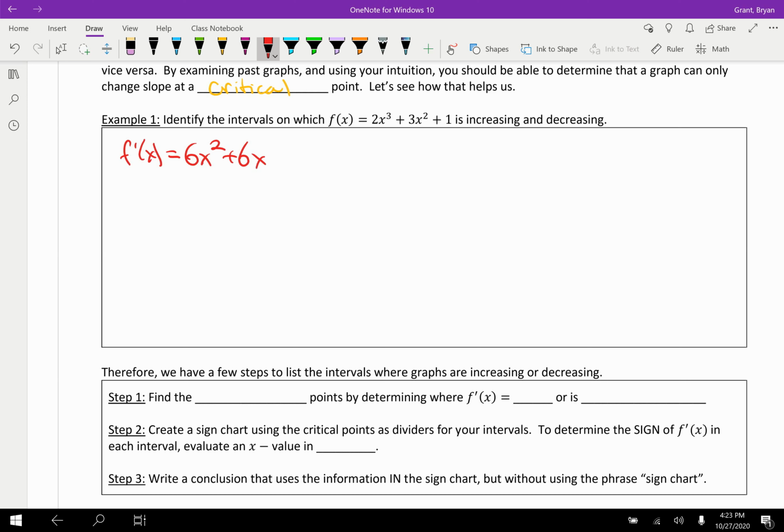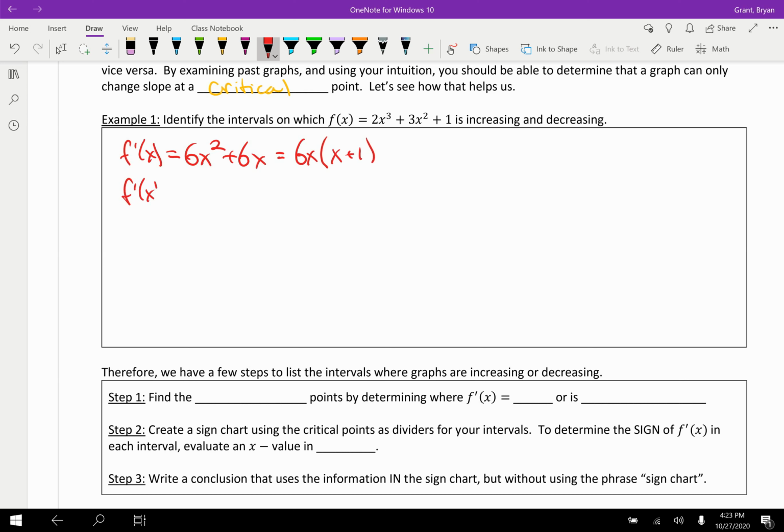Super cool. And I mentioned before, if we can, we're going to try and factor this. Pull out a 6x. This becomes x plus 1. 6x times that x plus 1. Cool. We haven't found critical points yet. We need to look at where the derivative is either 0 or undefined, but this is a polynomial, never undefined. Phew, that makes life a little easier.